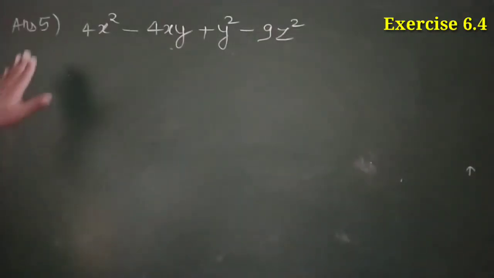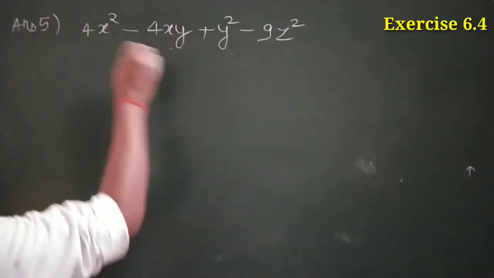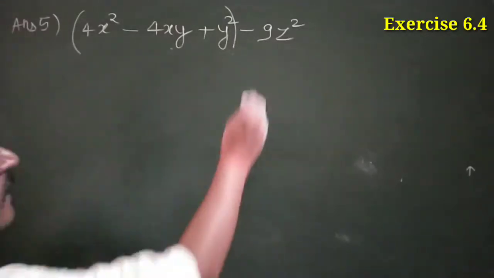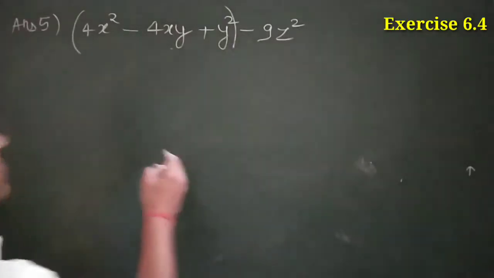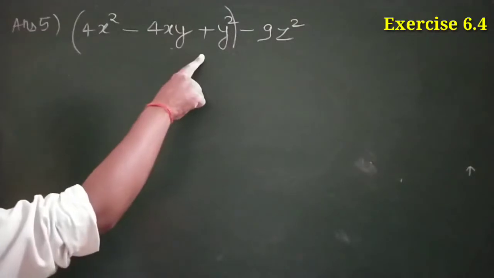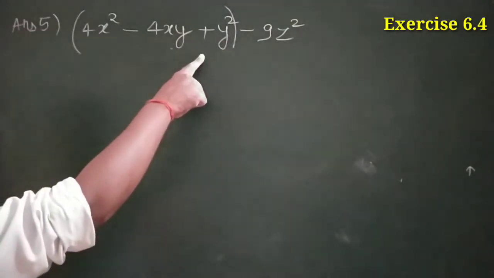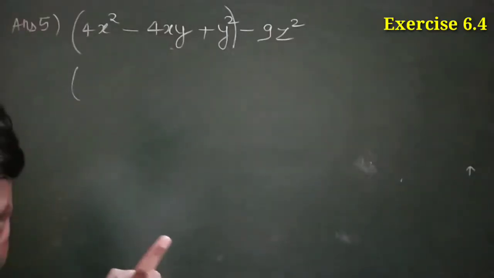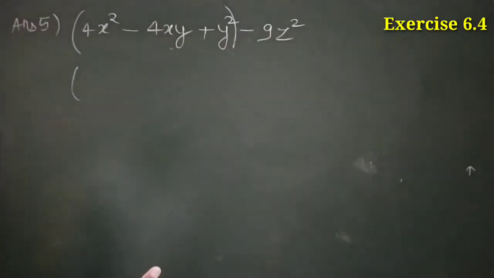Okay, students, now see question number 5. In question number 5, see the three terms. With the help of these three terms, we will get one thing, and the second thing we will get from here. We can convert this into the form (a minus b) whole square, in the same way as we did in questions 1, 3 and 4.